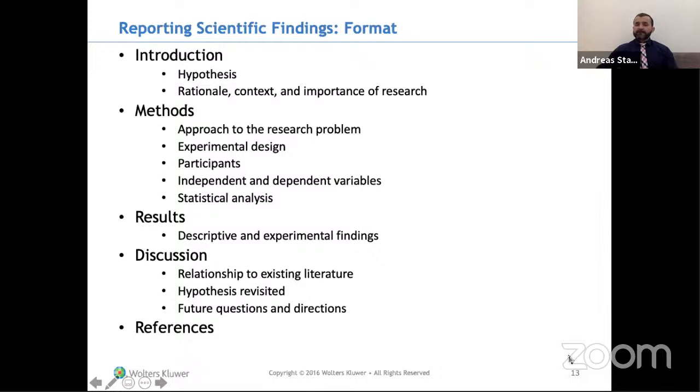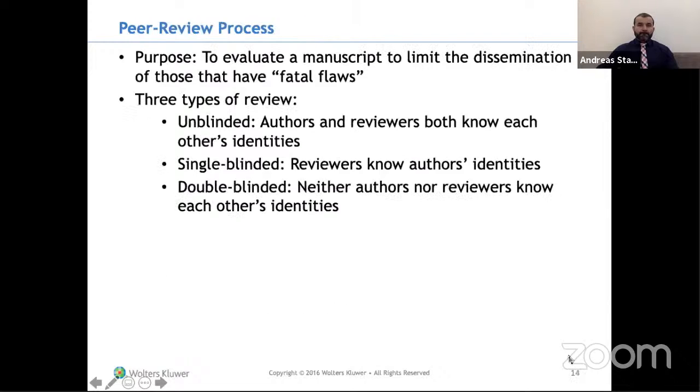And there are different styles. We're going to be using APA, the latest version, but there are different styles of how you cite research in your own research. Yeah, the peer review process. So the peer review process is a process that we're going to go over in a specific chapter about this.